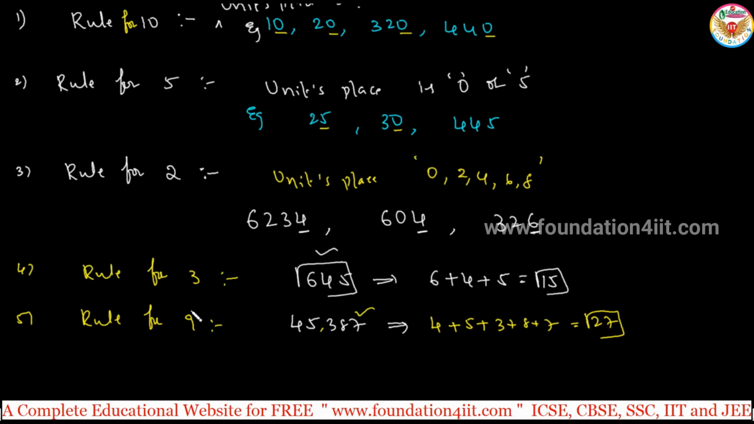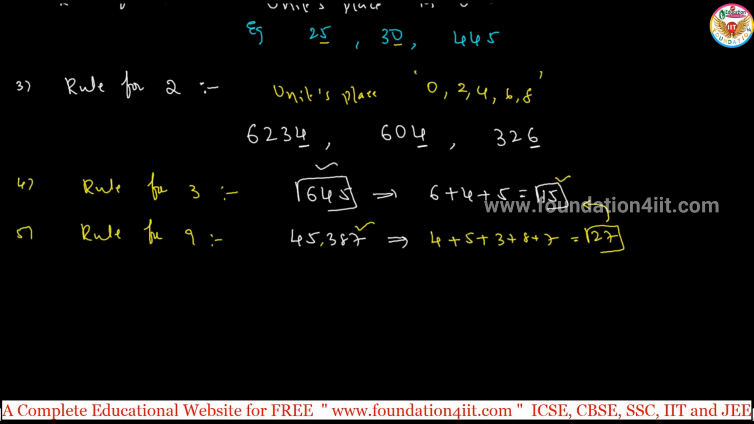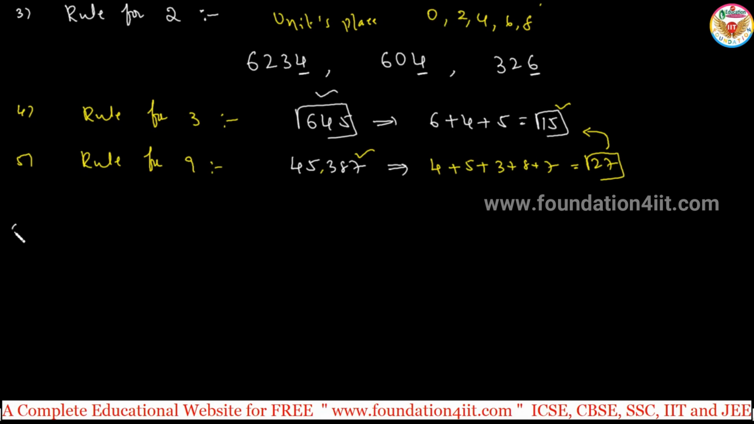So remember, 3 and 9 follow the same kind of rule. If the sum of the digits is divisible by 3, that number is divisible by 3. If the sum of the digits in the number is divisible by 9, that number is divisible by 9. And any number divisible by 9 is also divisible by 3, because 9 is in the 3 table. Right. Next, come to the rule for 6.